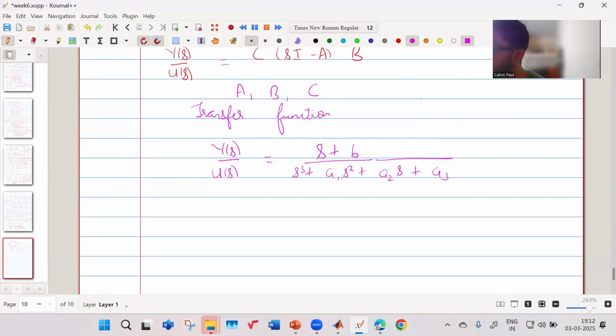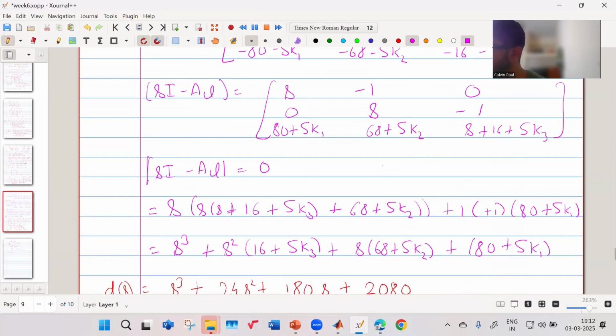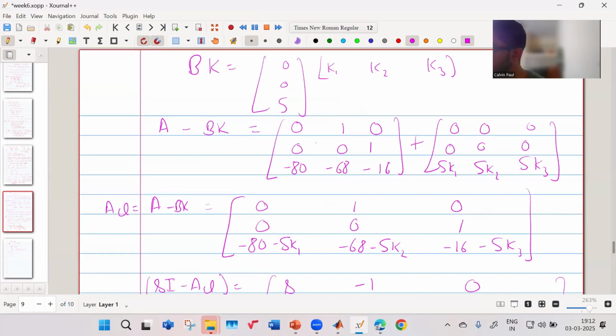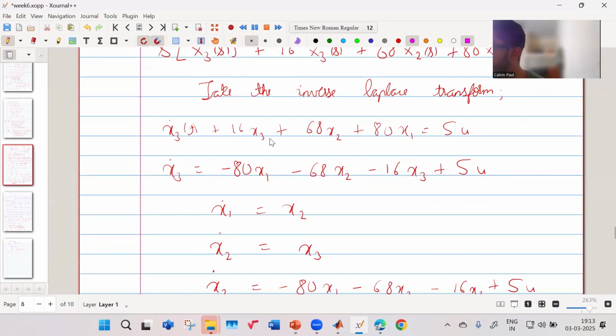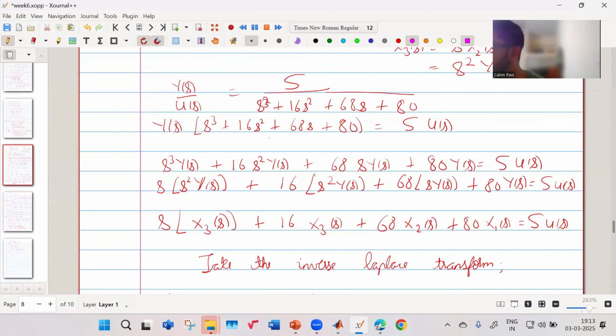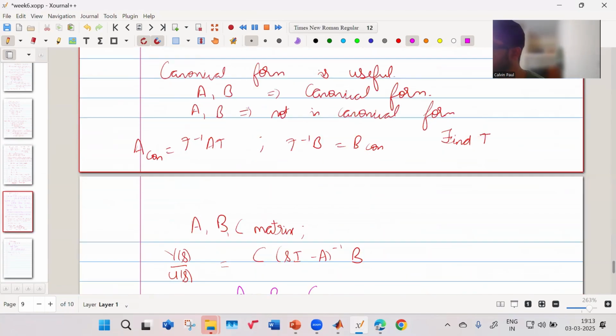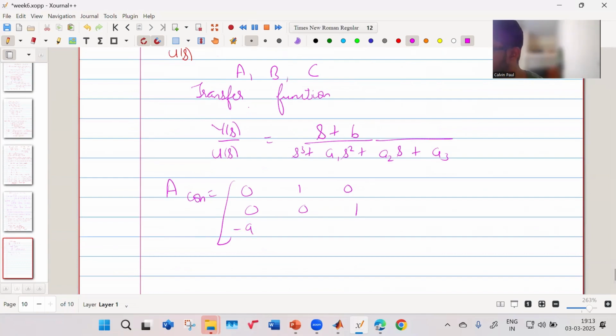Okay, your canonical form will be 0, 1, 0, 0, 0, 1, and in which order? Let us see. It is actually minus a3, minus a2, and minus a1, with a3 being the last. This is your canonical form. Your B canonical will be 0, 0, 1.